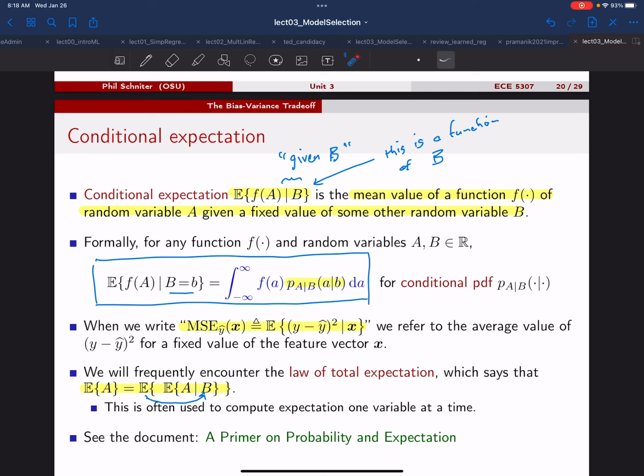So this thing is called the law of total expectation, but it shows up pretty often in our derivations. And so it's just good to know about.